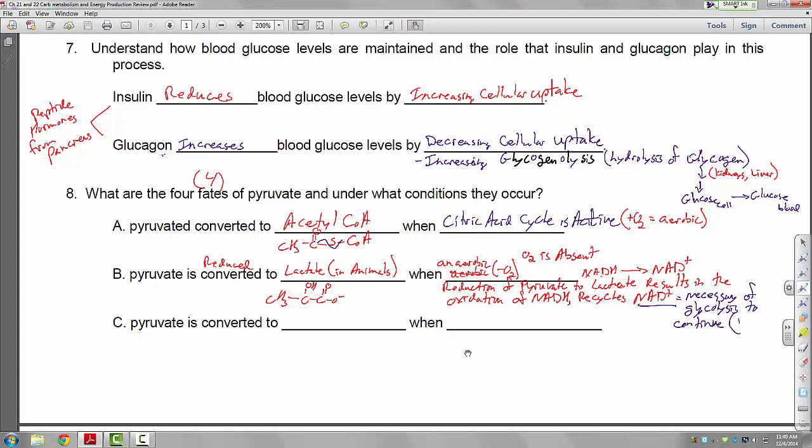And I'll just put here as a reminder, we get 2 ATP out of glycolysis. And so why do we want glycolysis to continue in the absence of oxygen? So we can still get a little bit of energy from the glucose.